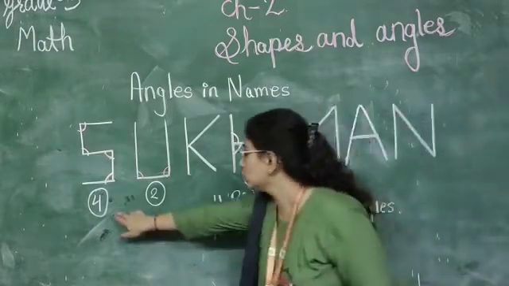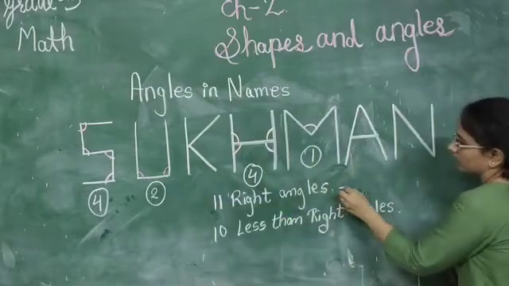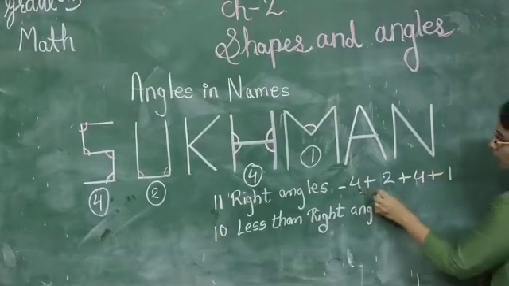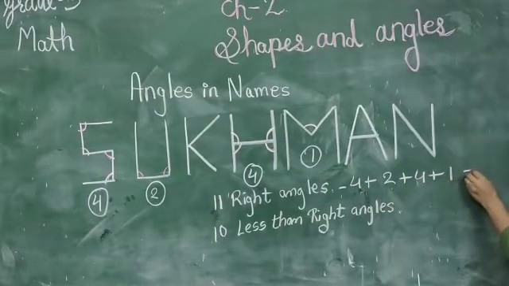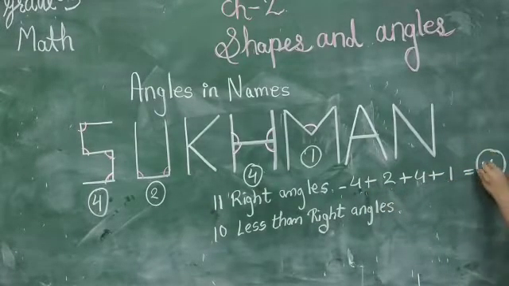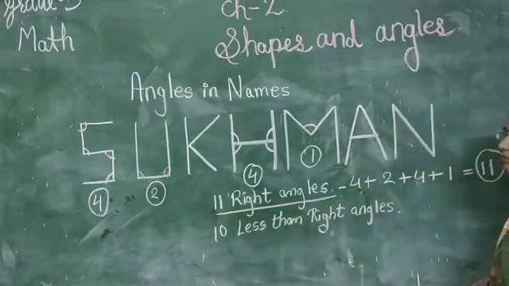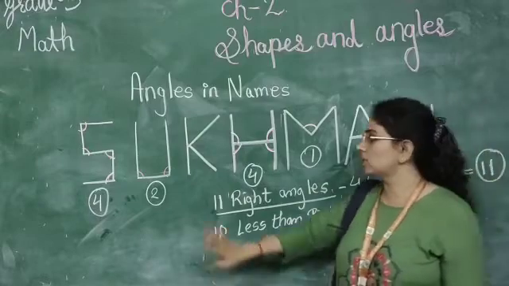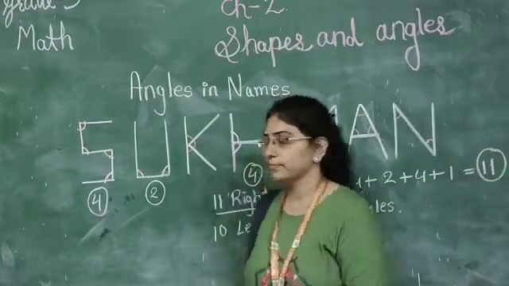So if I am counting, this 4 plus 2 plus 4 plus 1, means 4 plus 2 is 6, plus 4 is 10, plus 1 equals 11. So this is making 11 right angles. Do you understand? Now simultaneously we will see the next letters.